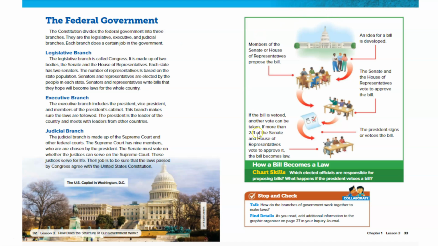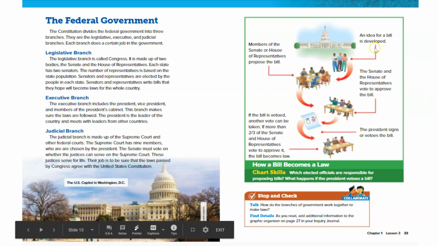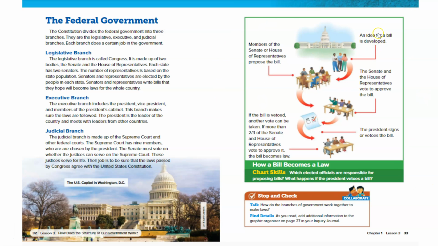Taking a look at page 33, we can see how a bill becomes a law. The first step is that an idea for a bill is developed. Then, members of the Senate or House of Representatives propose the bill. After that, the Senate and the House of Representatives vote to approve the bill. Keep in mind that these are the 2 bodies that make up the legislative branch. Right now, they are working on making a bill become a law.